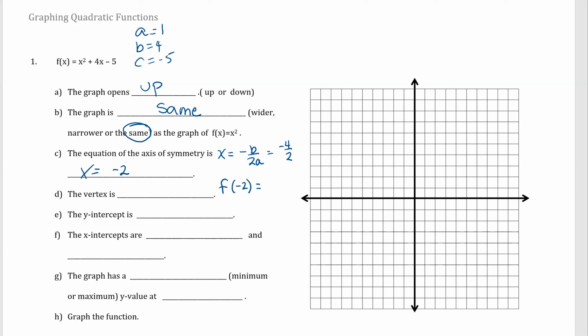You're going to substitute in negative 2 in the function for your x values, and when you do, you will get a value of negative 9. So the vertex is at negative 2, negative 9. To find a y-intercept, you set x equal to 0. To find an x-intercept, you set y equal to 0.